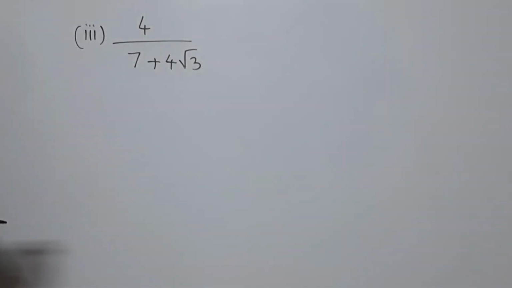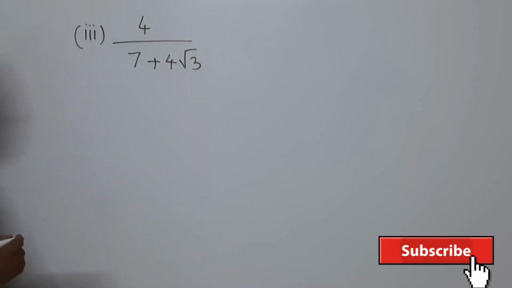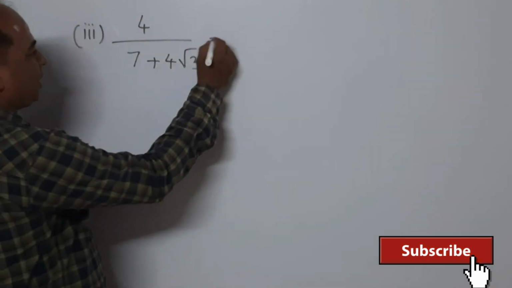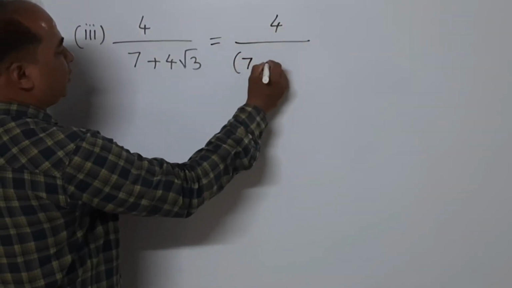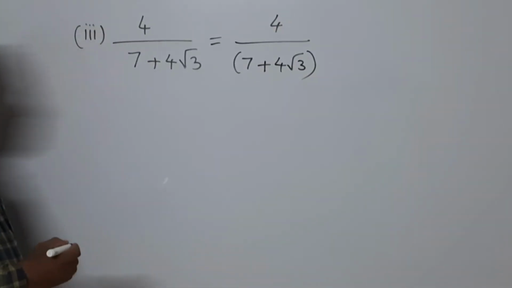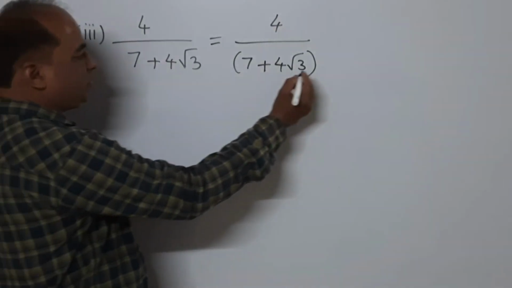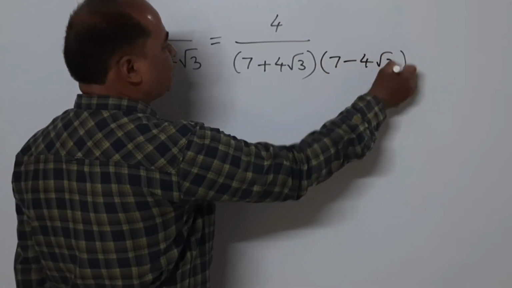Third example, 7 upon 7 plus 4 root 3. Now here 7 plus 4 root 3 is an irrational number. We have to rationalize it. So rationalizing the denominator, we have to multiply the denominator 7 plus 4 root 3 by its conjugate. So the conjugate of 7 plus 4 root 3 is 7 minus 4 root 3.